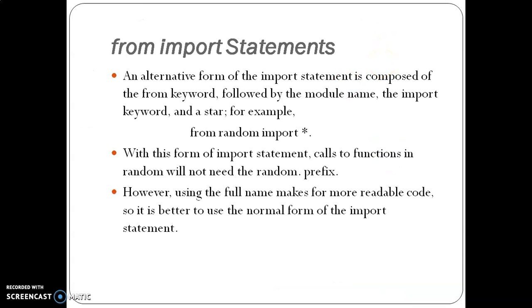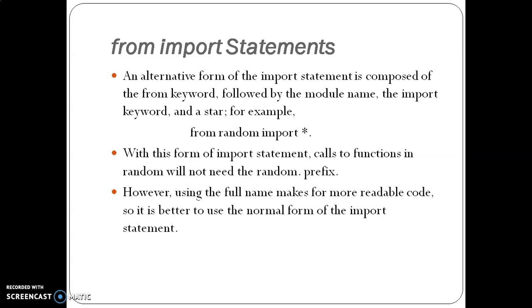Apart from import, we also have from import statements here. This is an alternative form of importing the statements. It is composed of the from keyword followed by the module name, then the import keyword. An example we have here, from random import star. So this from is a keyword here, random is a module which you want to import, then import, then a star. So with this form of import statement, calls to functions in random will not need the random prefix.